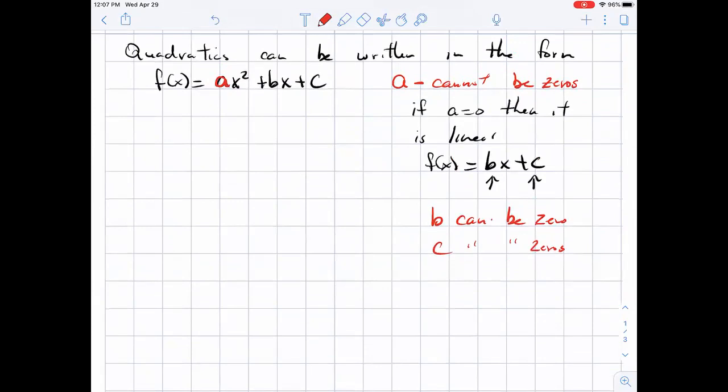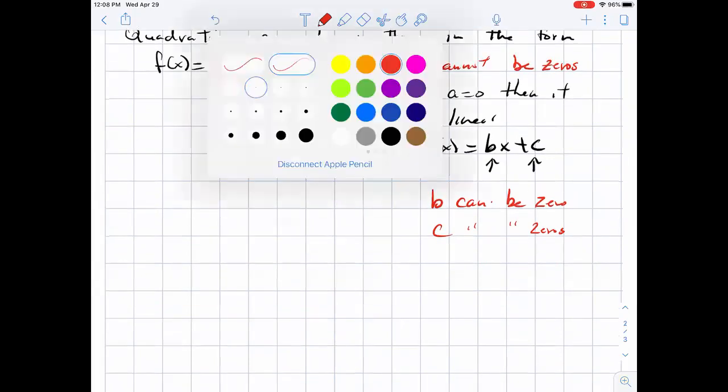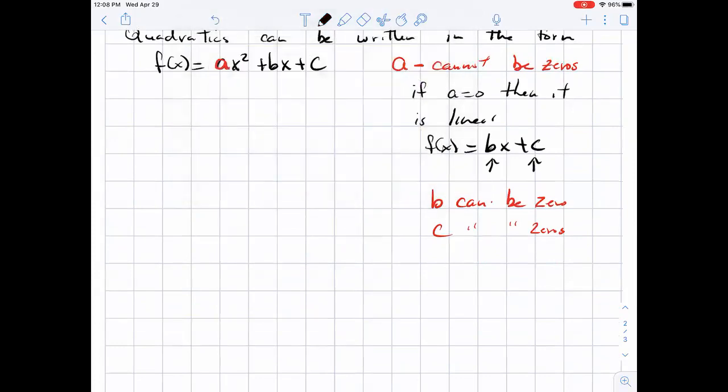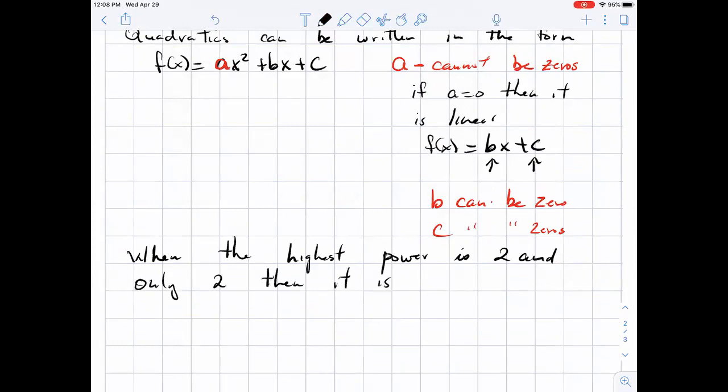Questions? So if a is 0, it's linear, right? Straight up? Yes, straight up. It's not quadratic anymore because you don't have a square term. So how can you identify when it's quadratic? When the highest power of the function is 2 and only 2, then it is quadratic. Okay?